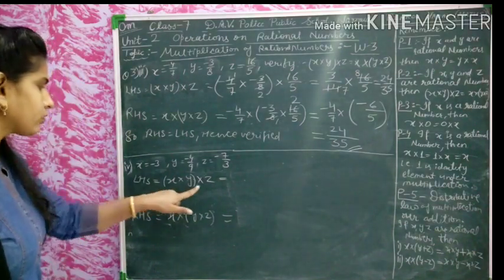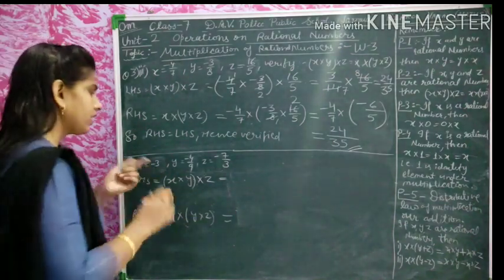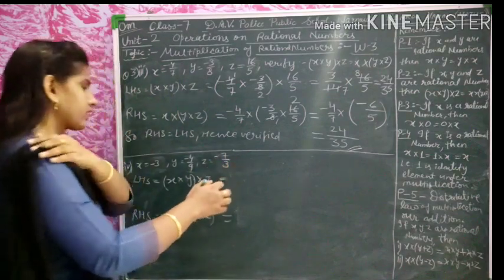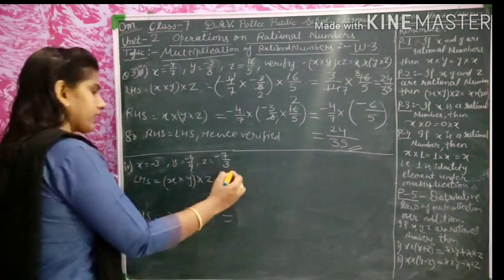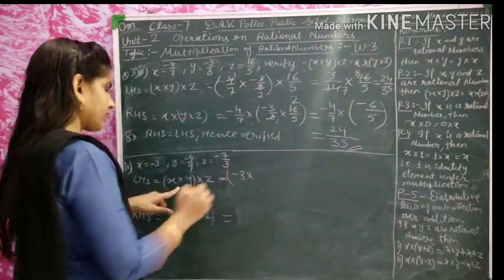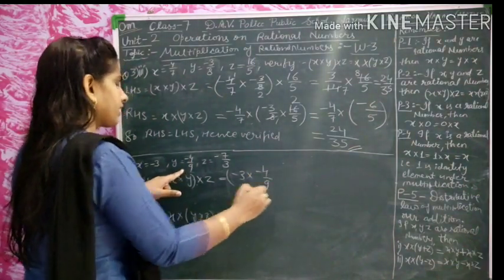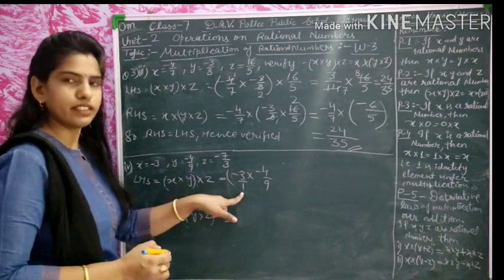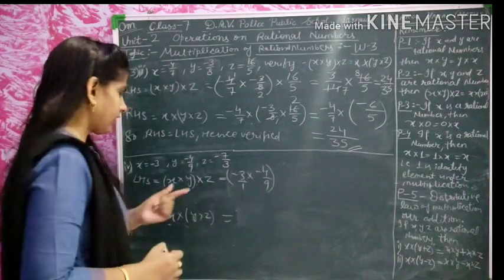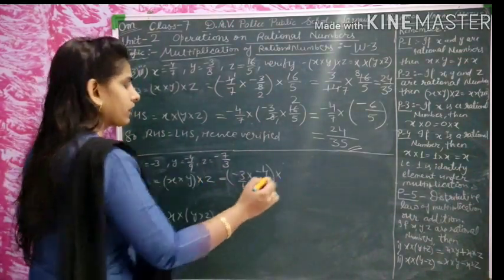There is x into y into z. Same question is there, values are different here. What is the value of x here? That is minus 3 into, there is a bracket open here. y is minus 4 by 9. There is no number, so we will write it as one number. And into z. What will we get here?